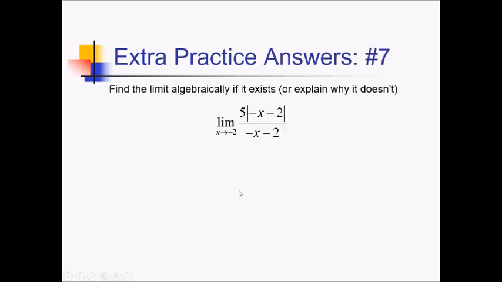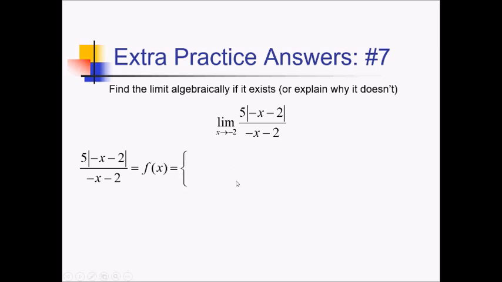On this problem, we're trying to figure out the limit as x approaches negative 2 of this weird-looking absolute value fraction function. So I'm going to start by representing this whole thing here as f of x, just so I can quickly refer to it. And it turns out because this is absolute value, there's kind of a built-in piecewise function going on that I'm going to rewrite this as.